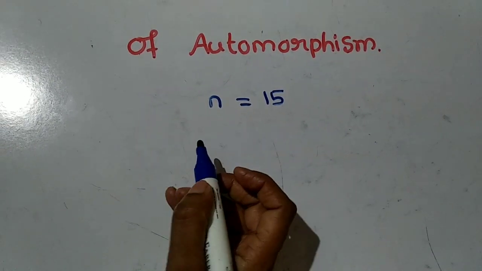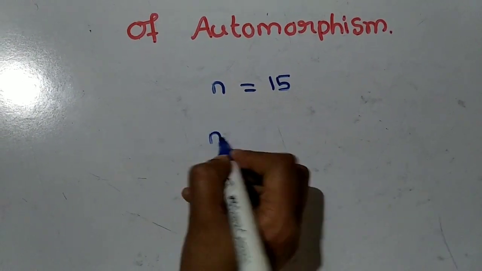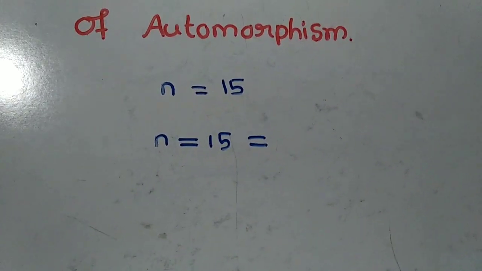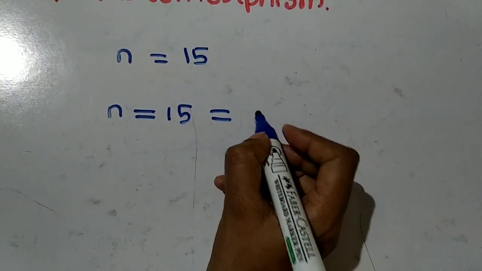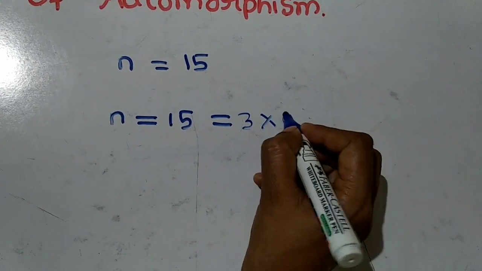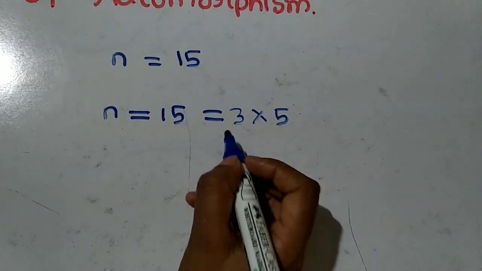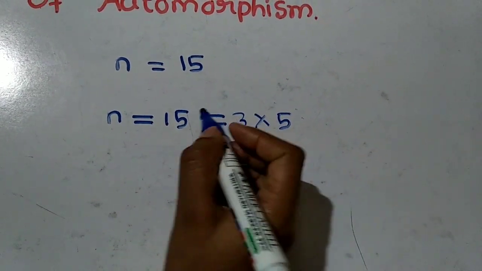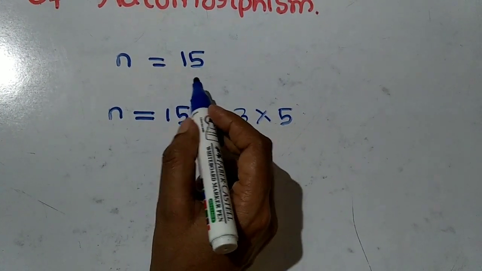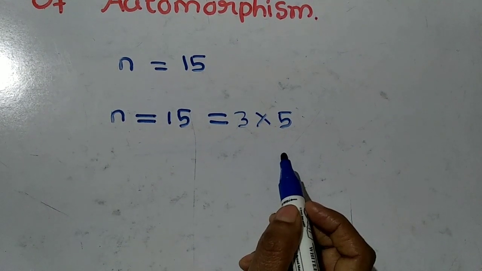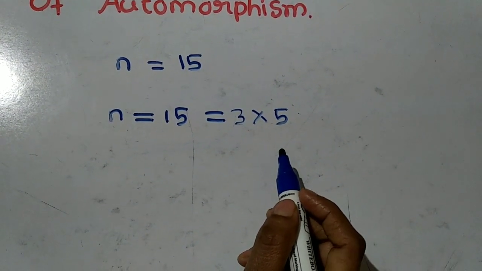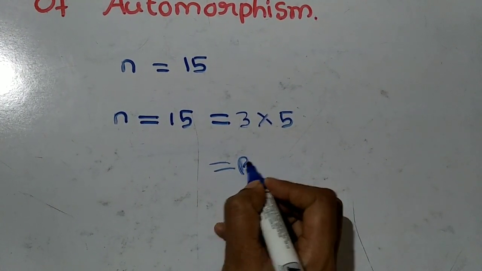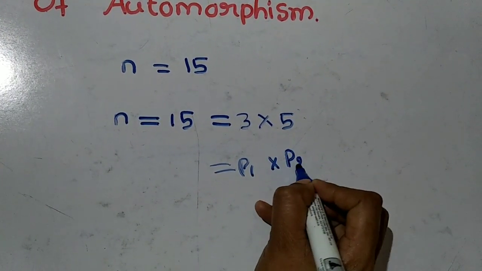In the second step, just express this 15 as a product of prime numbers. So 15 can be written as 3 into 5. If you know this directly, you can write 3 into 5. If your number is larger, then you can use the division method, by taking only prime numbers. So here my p1 is 3 and my p2 is what?